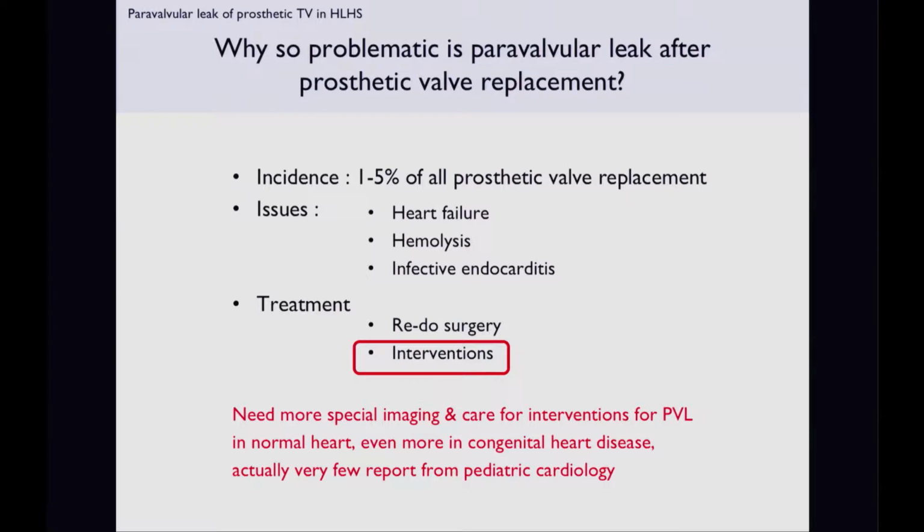But I think we need more specific imaging and care from the interventionist for PVL even in a normal heart, and it is even more difficult in congenital heart disease. Actually, there are very few reports from the pediatric cardiology side.